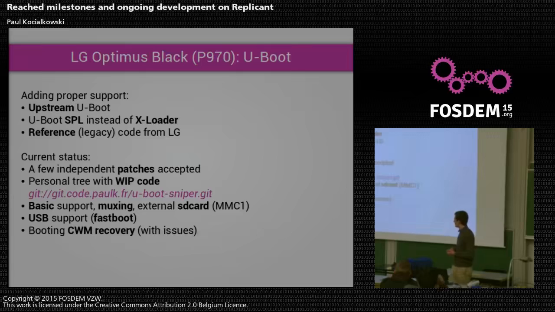So at this point, there is muxing, external SD card boot, stuff like that. USB support I got running, I think last week, with fast boot, so that's the usual Android thing. So with that, you will be able to reflash the device easily, to load the kernel from USB, stuff like that. And the kernel I'm using is ClockworkMod Recovery.